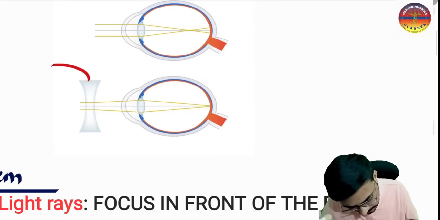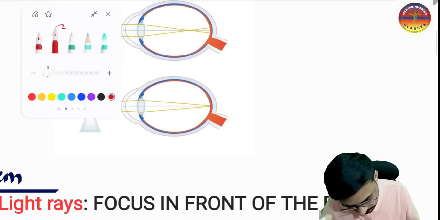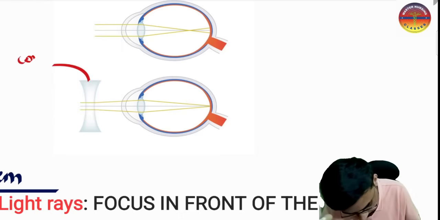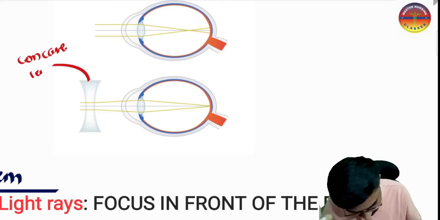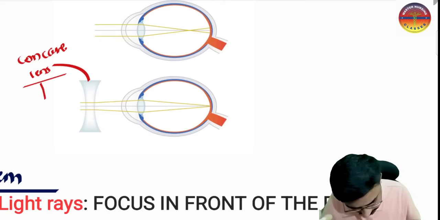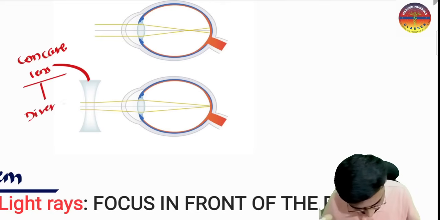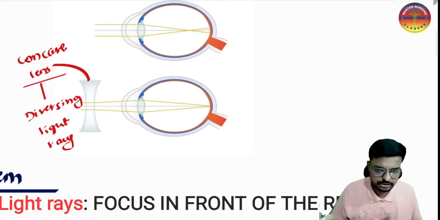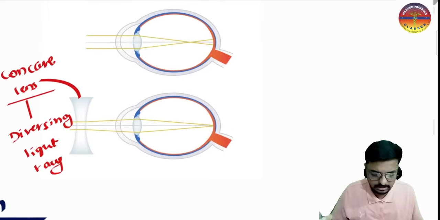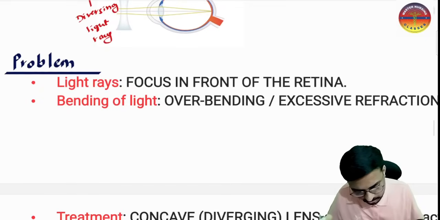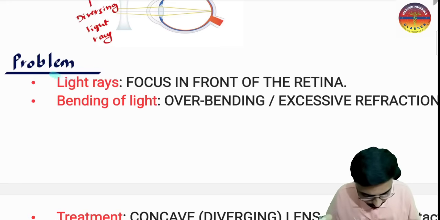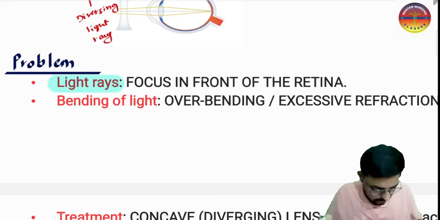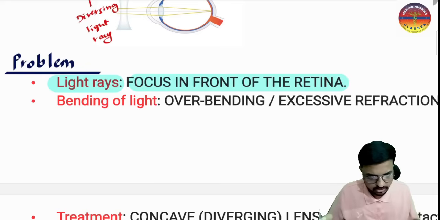So what we are giving is the concave lens. This concave lens is diverging the light rays. This is a very important thing you have to keep in your mind. I hope it is very much clear. The main problem I told is where the light rays are bending. The problem is that light rays are focusing in front of the retina, not on the retina.